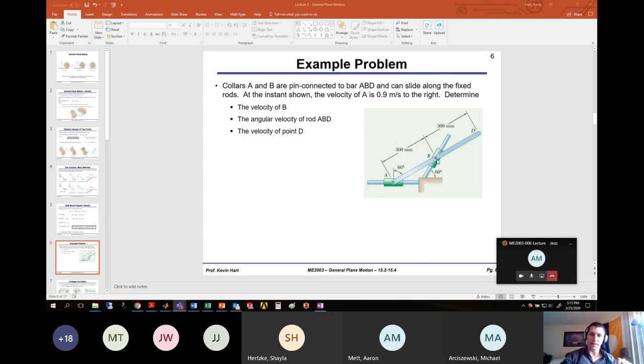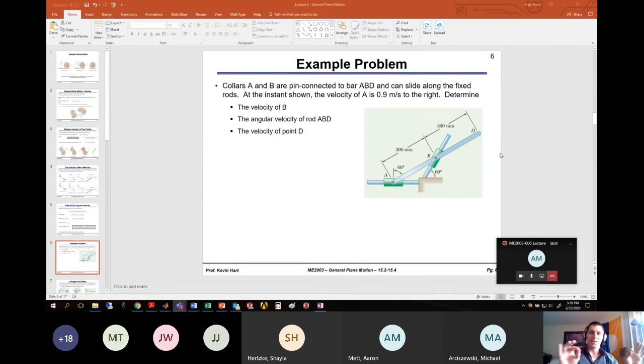This is the velocity of point B. We want to determine the angular velocity of this particular rod. This is rod ABD. And remember that if we find the angular velocity at one particular point, we found the angular velocity of all points on the body, and we also want to find the velocity of point D.